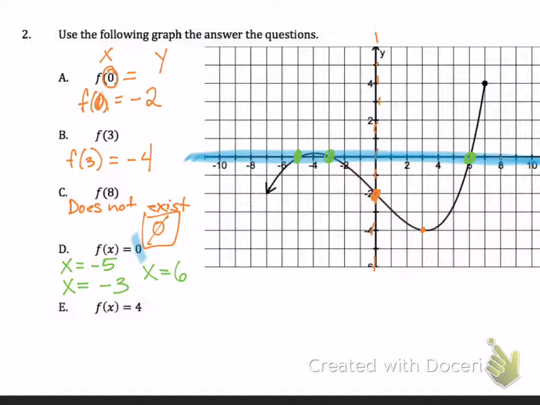So then for part E, I'm looking for when y equals 4. So when y equals 4, x equals what? 7. Good.